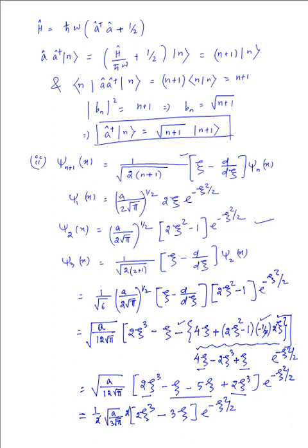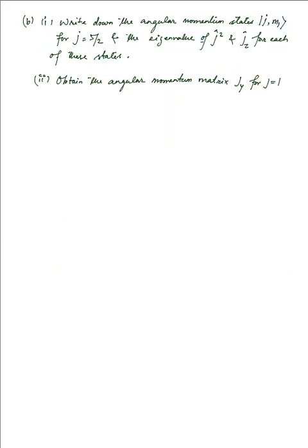So all we have left is what is there on your screen right at the bottom: a over 3 root pi, under root, multiplied to 2 xi cube minus 3 xi, you can take one of the xi's outside, and multiplied to the exponential of negative xi squared over 2.